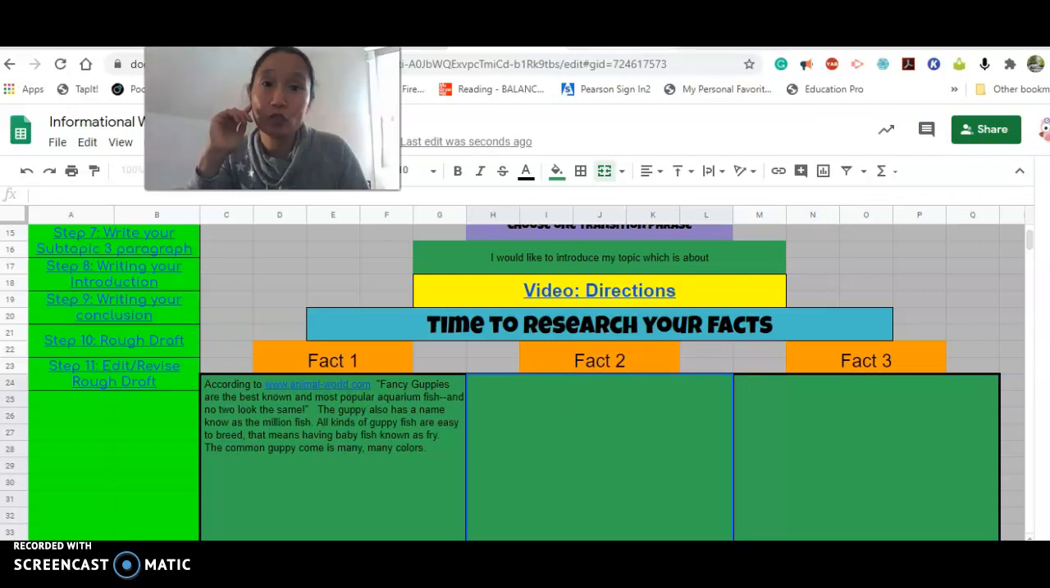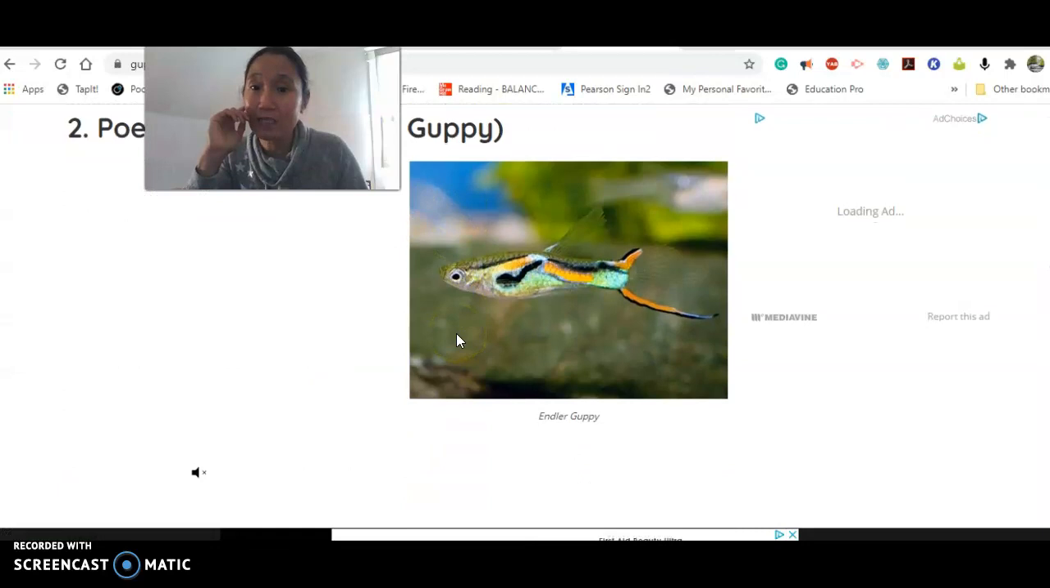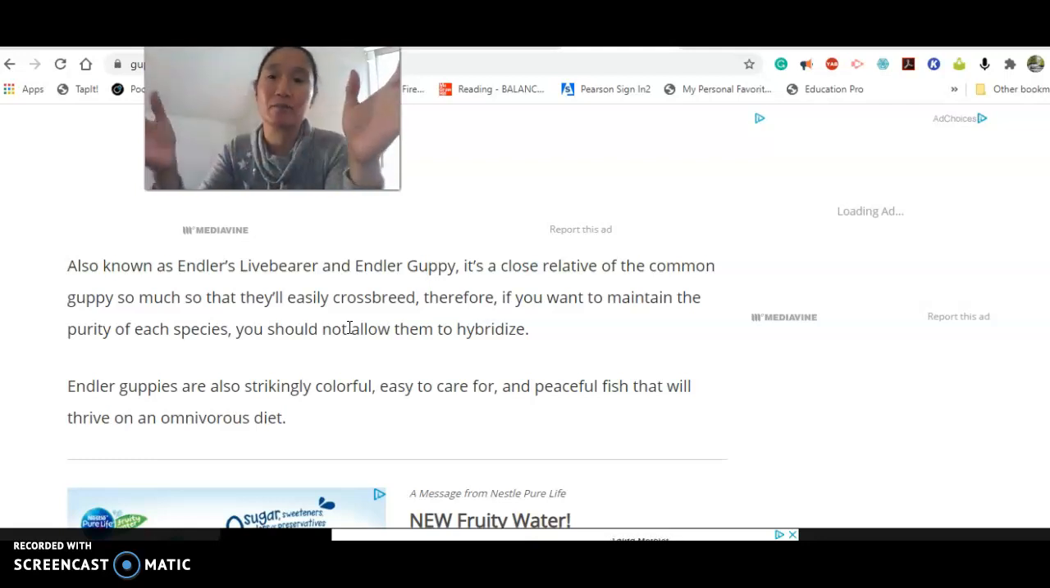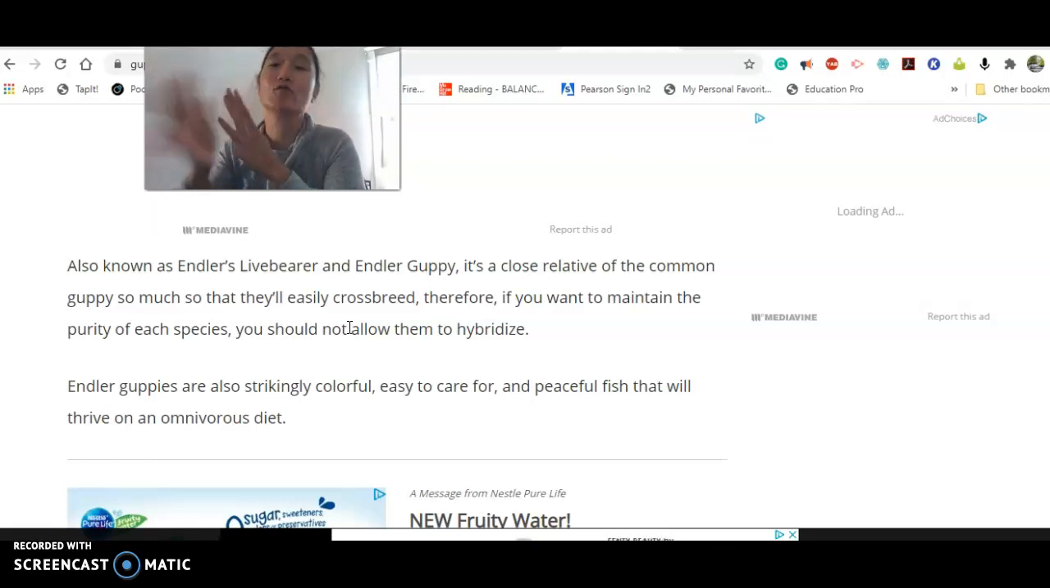So now I'm going to look at the Endler guppy. Okay, the Endler's live bearer or the Endler guppy. Okay, and it says here it's a close relative of the common. So you can actually put two together and have baby guppies. If you want to maintain the purity, that means if you had like a blue guppy and a red guppy, if you put them together, they might have red and blue baby guppies.